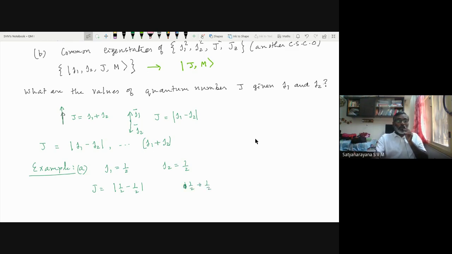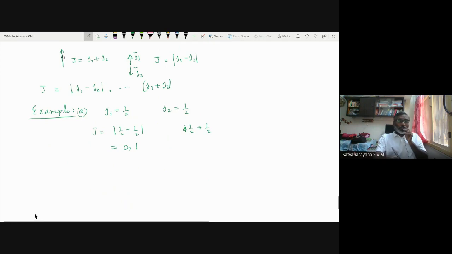Okay, half plus half. Half plus half is 1. This is 0. In between there is nothing. So this is equal to 0 comma 1. So J will be 0 or J will be 1. Okay, so this is one example.